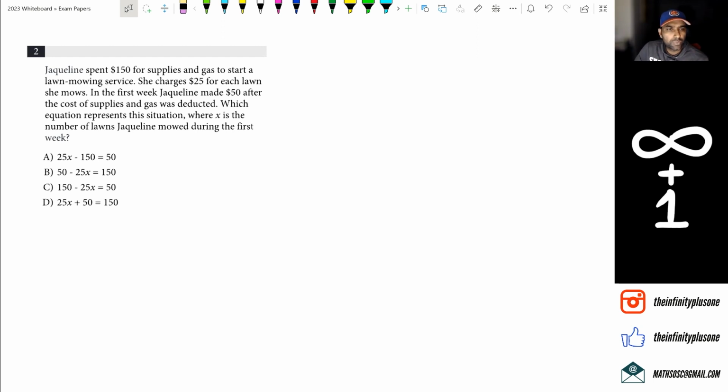Question number 2. All right, so we've got somebody spending $150 for supplies and then charging $25 for each lawn. She loses $150 straight away, so it's minus $150, and she's charging $25 for each lawn. The number of lawns is x, so 25x is the money she's making. Which equation represents the situation? Before I even look at A, B, C, D, I'm going to start working this out.